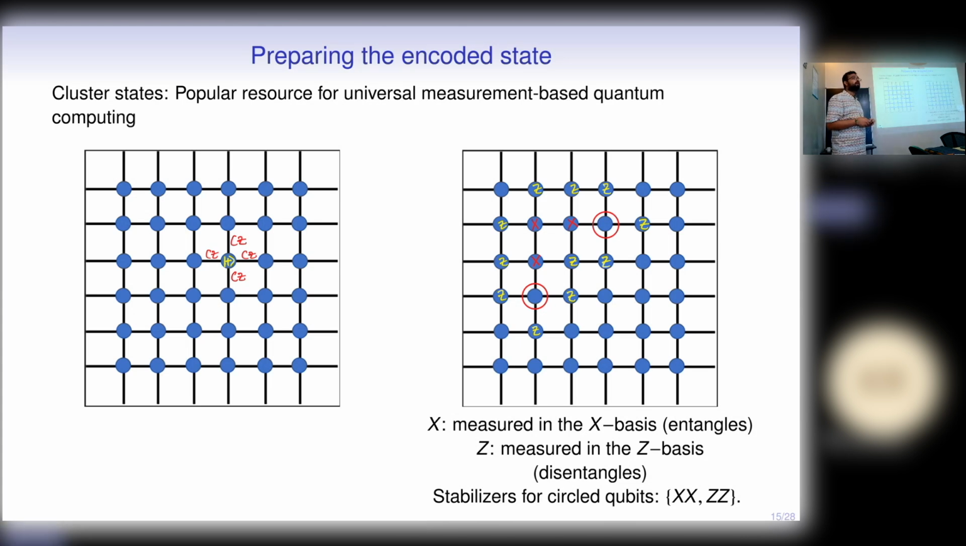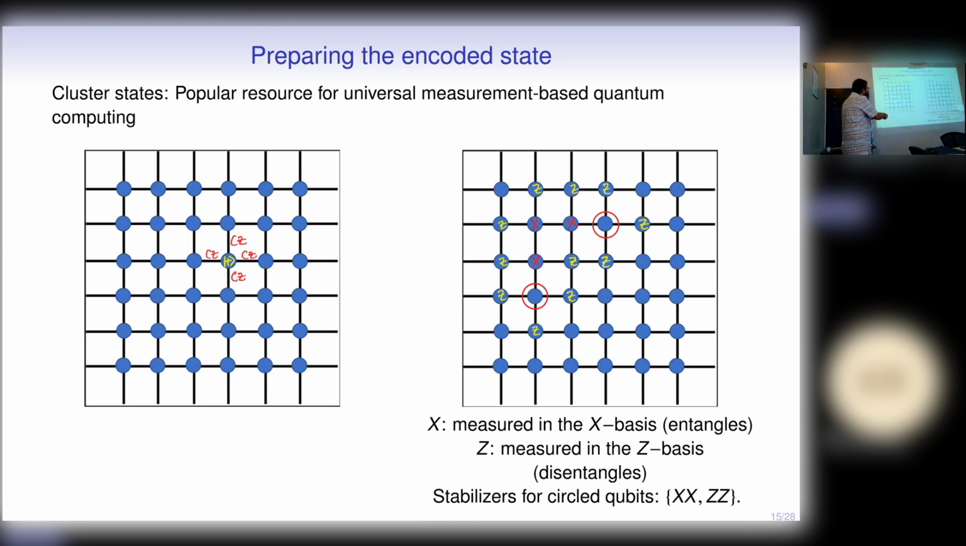So how did we start off? On the vertices we had the plus state, and the links are CZ. Where is the control? For CZ, it doesn't matter. It's symmetric. For CX, it matters, but for CZ, it doesn't matter which is control and which is target. So you apply this, and you can do this on any graph, not just a square lattice.